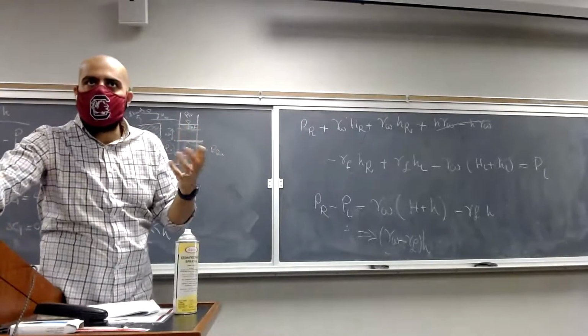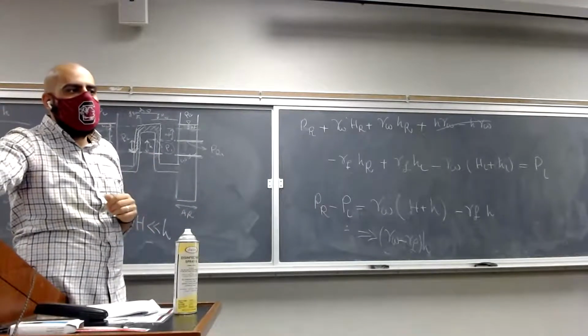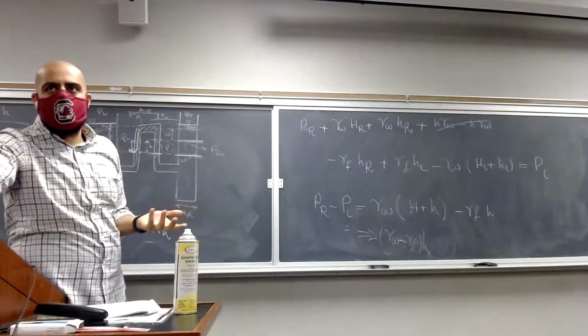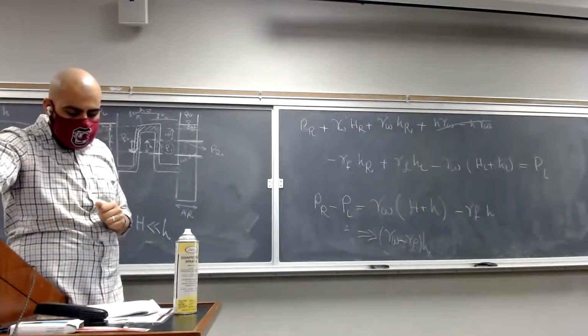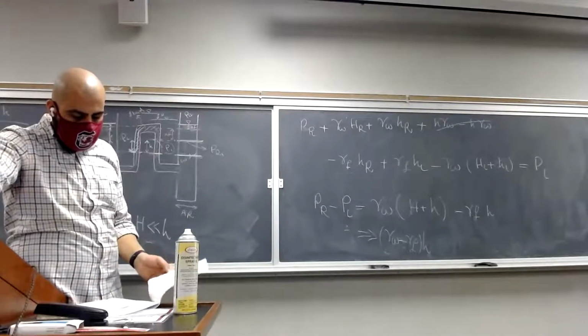Gamma of any fluid is going to be the specific gravity of that fluid multiplied by gamma of water at 4 degrees centigrade. That was the definition, right? That was the definition of specific gravity, if you recall. If you don't, then you can go back to the notes and find it out.